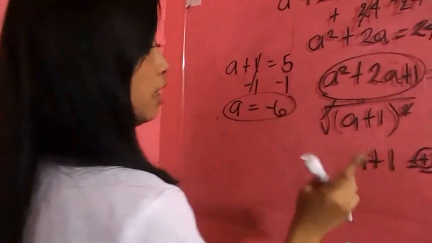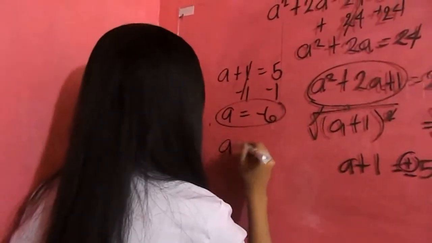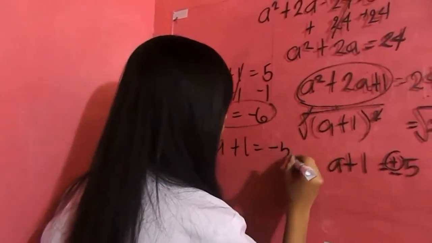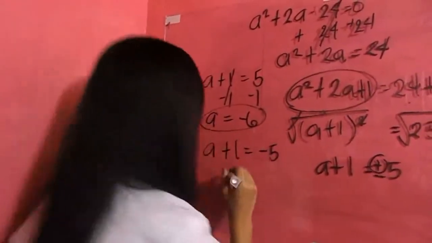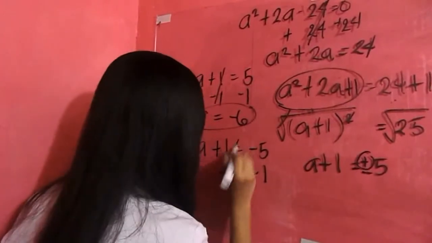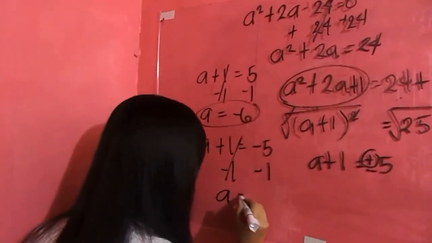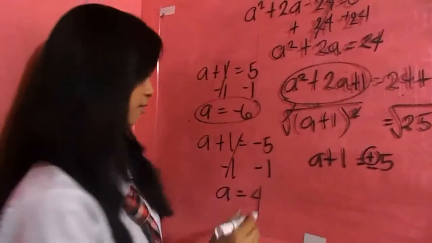And a plus 1 equals negative 5. Subtract 1 from both sides. Cancel. The answer is a equals 4.